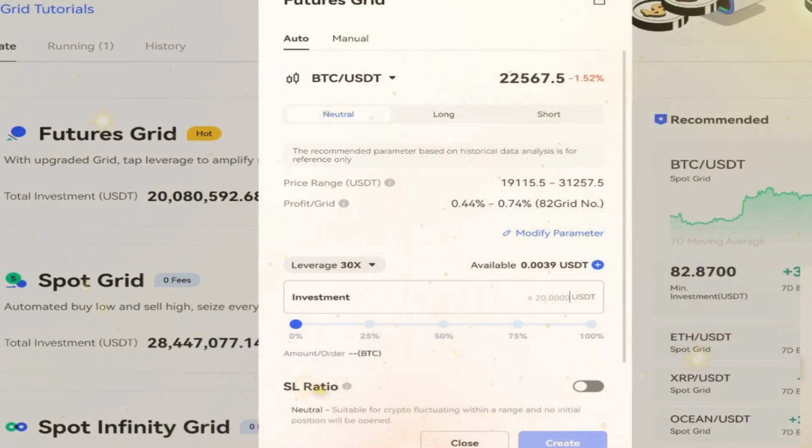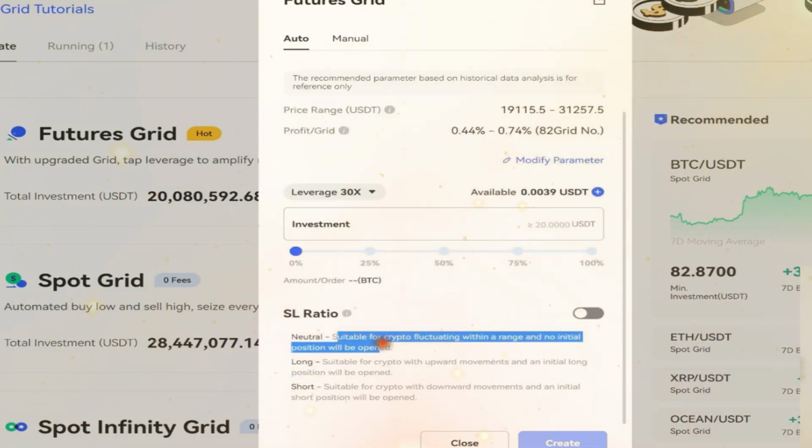You can also define a stop loss ratio to limit the losses if you believe so. And you can decide which type of futures grid bot you want to use. For example, neutral is going to focus on lateral zones. Long is going to focus when the trend is up and short when the trend is down, as it says here. I think it's very suitable for crypto beginners, with everything arranged in one click and no initial position opened.